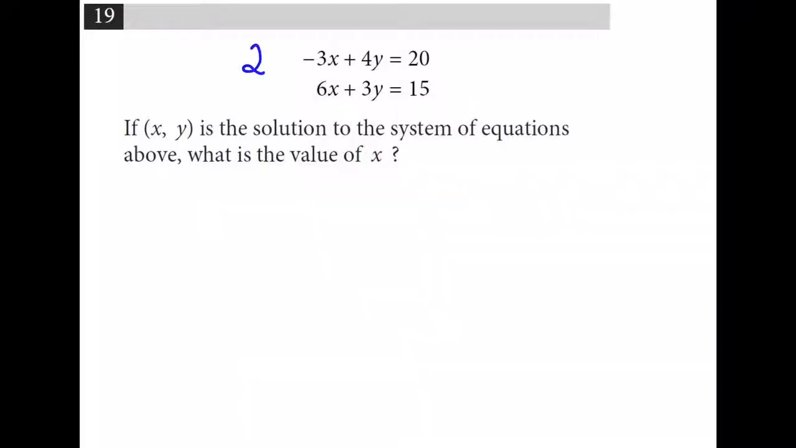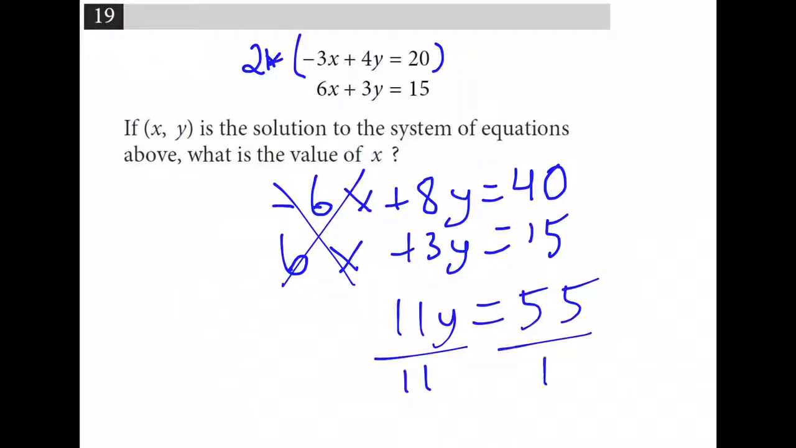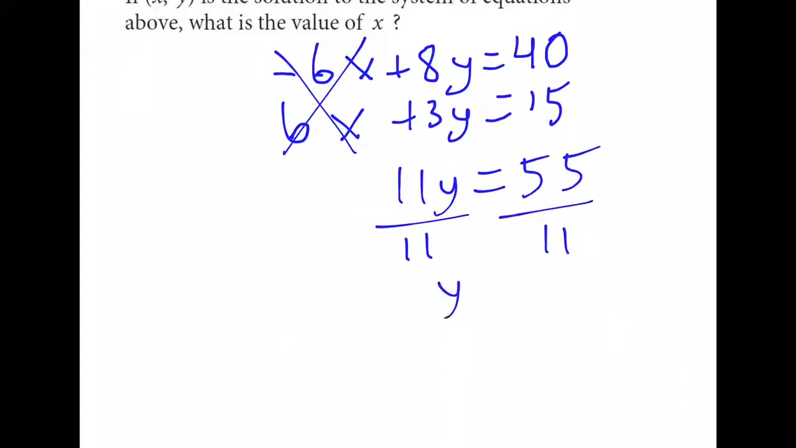So let's do that. 2 multiplied by this entire thing. That's my new equation. If I add all 3 columns straight down, that will effectively cancel out the x term, which is what I was looking for. I get 11y is equal to 55, and if I divide both sides by 11, I get y is equal to 5. But they wanted the value of x.